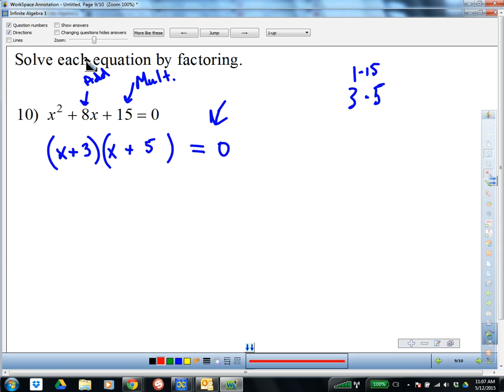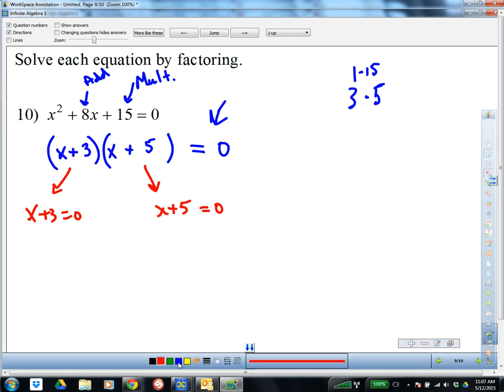This is solve each equation by factoring. So we did the factoring part. Now we need to go ahead and solve it. So we break it up into two pieces, like this: x plus 3 equals 0. This is the zero product rule that allows us to break it up into two pieces.